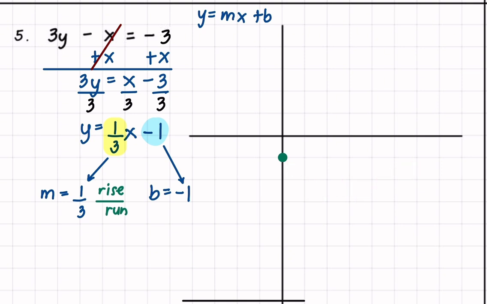Okay, so from here, we have to go up 1 unit and then go to the right 3 units. So from the starting point, go up 1 unit and then go to the right 3 units. 1, 2, 3. So this is our next point. So doing the same step from this point, go up 1 unit and go to the right 3 units. 1, 2, 3. So this is our next point.